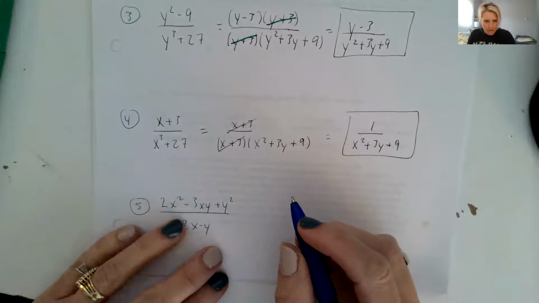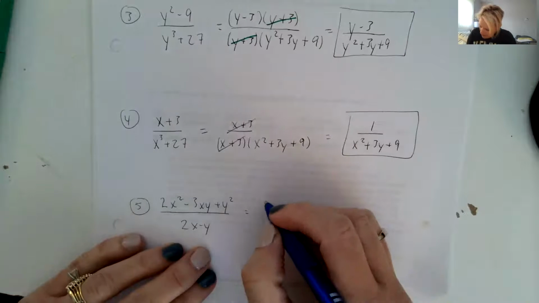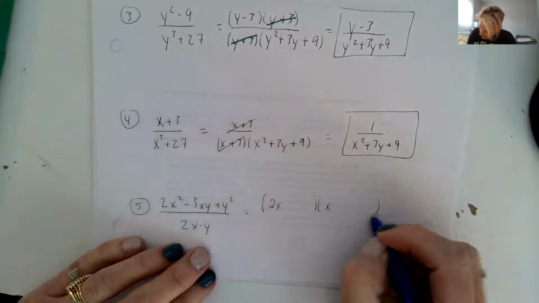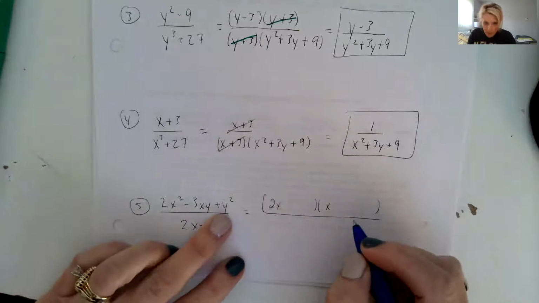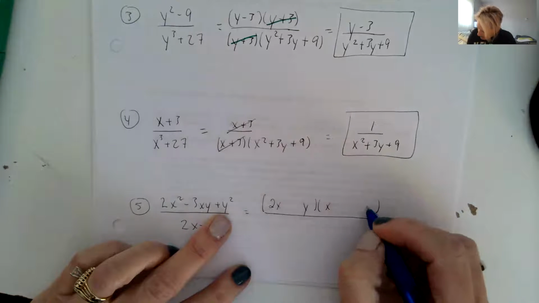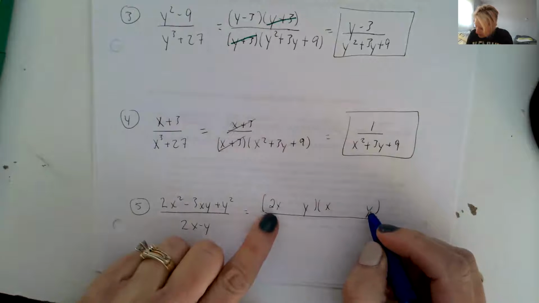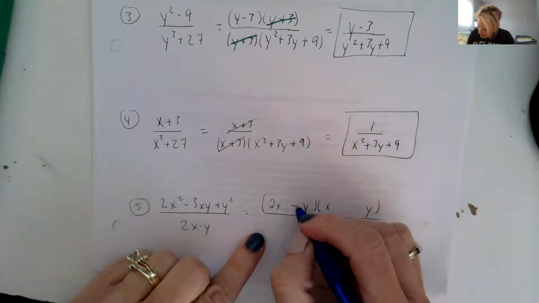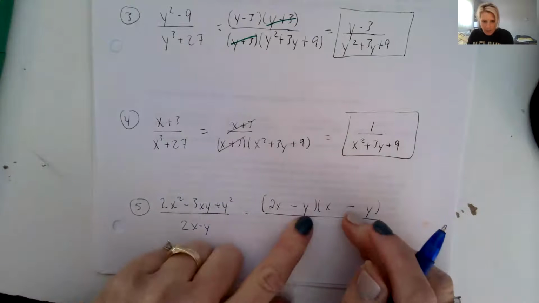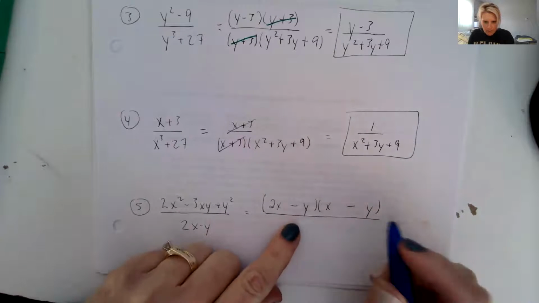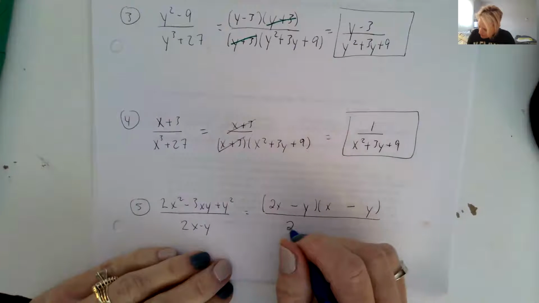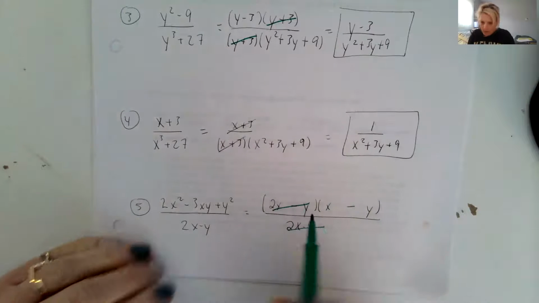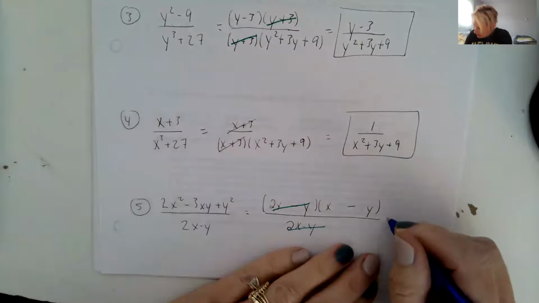And number 5, 2x and x. And then the only way to make a y squared is a y and a y. So this is going to be 2xy and xy. And they both need to be negative, so they multiply to make a positive y squared. Okay, and then we have just 2x minus y in the denominator, so those cancel, and we're left with just x minus y.